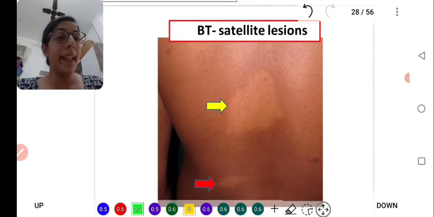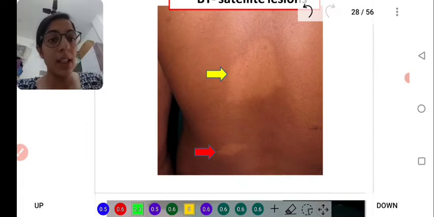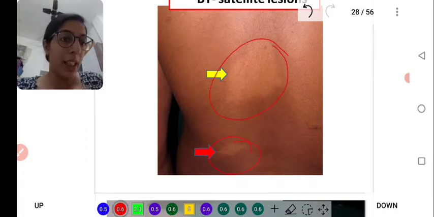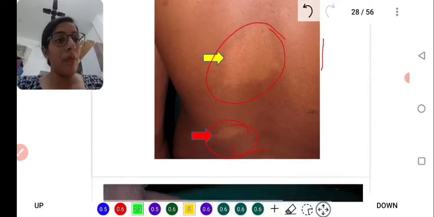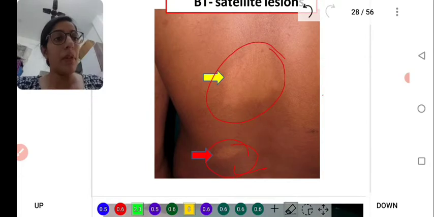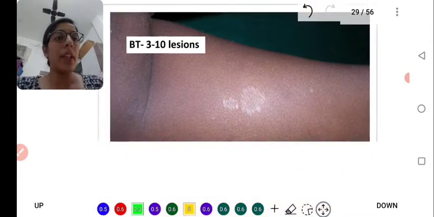In the BT type, you can see this is the large lesion, a big lesion, and this is the small lesion. These small lesions around the large lesion are known as satellite lesions, and seeing this, we can say that it is a BT type. So which type is it? BT type. Let's move to the next.